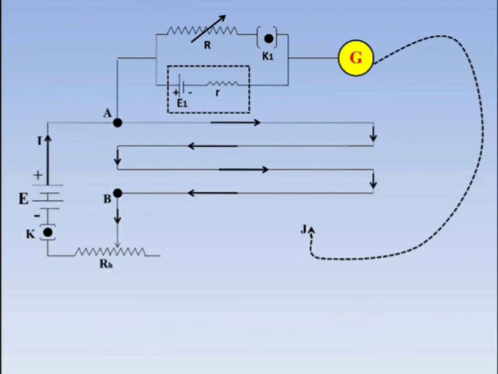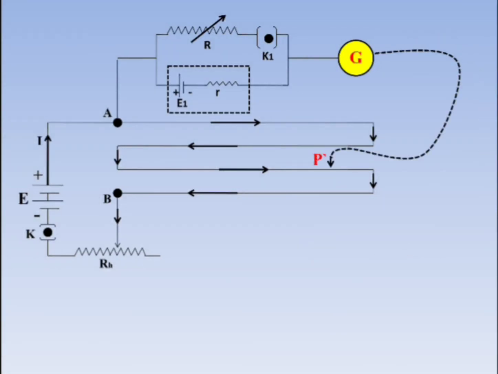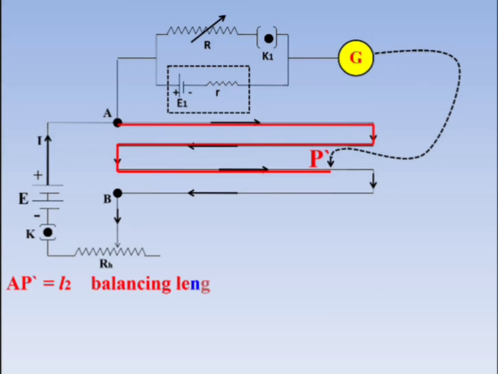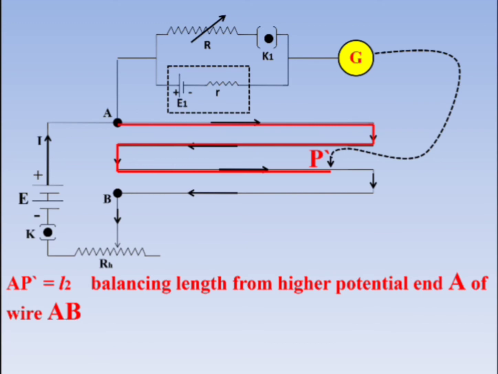Now, by touching the jockey at different points on the potentiometer wire AB, the balancing point P' is obtained, for which the galvanometer shows null deflection. That is, the potential at point P' and the potential at the common terminal of the cell and the shunt resistance R are the same. In this case, the length of wire between points A and P' is called the balancing length of the wire for the potential difference V across the cell. Therefore, let AP' be equal to L2, that is, the balancing length from the higher potential end A of the wire AB.